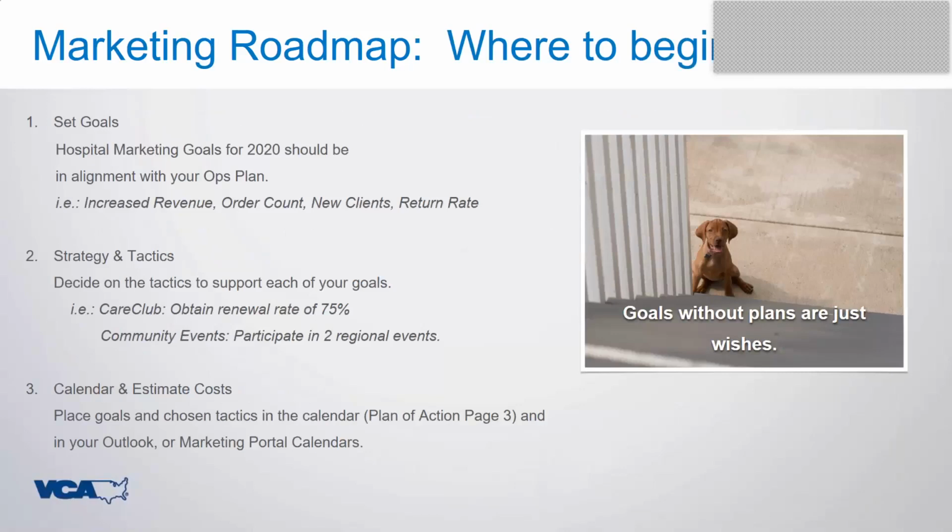And then lastly, we're going to calendar and estimate your costs. So that's where you're going to see your plan of action, which is on the third page of the plan. And we're just going to put it all together and tie it with a beautiful little bow. And then to help keep you accountable, however you best track your time and utilize time management, whether that's Outlook calendars, the marketing portal calendar, or an actual physical planner, you're going to be able to transpose that based on your quarterly time objectives and put that into your planner as well.